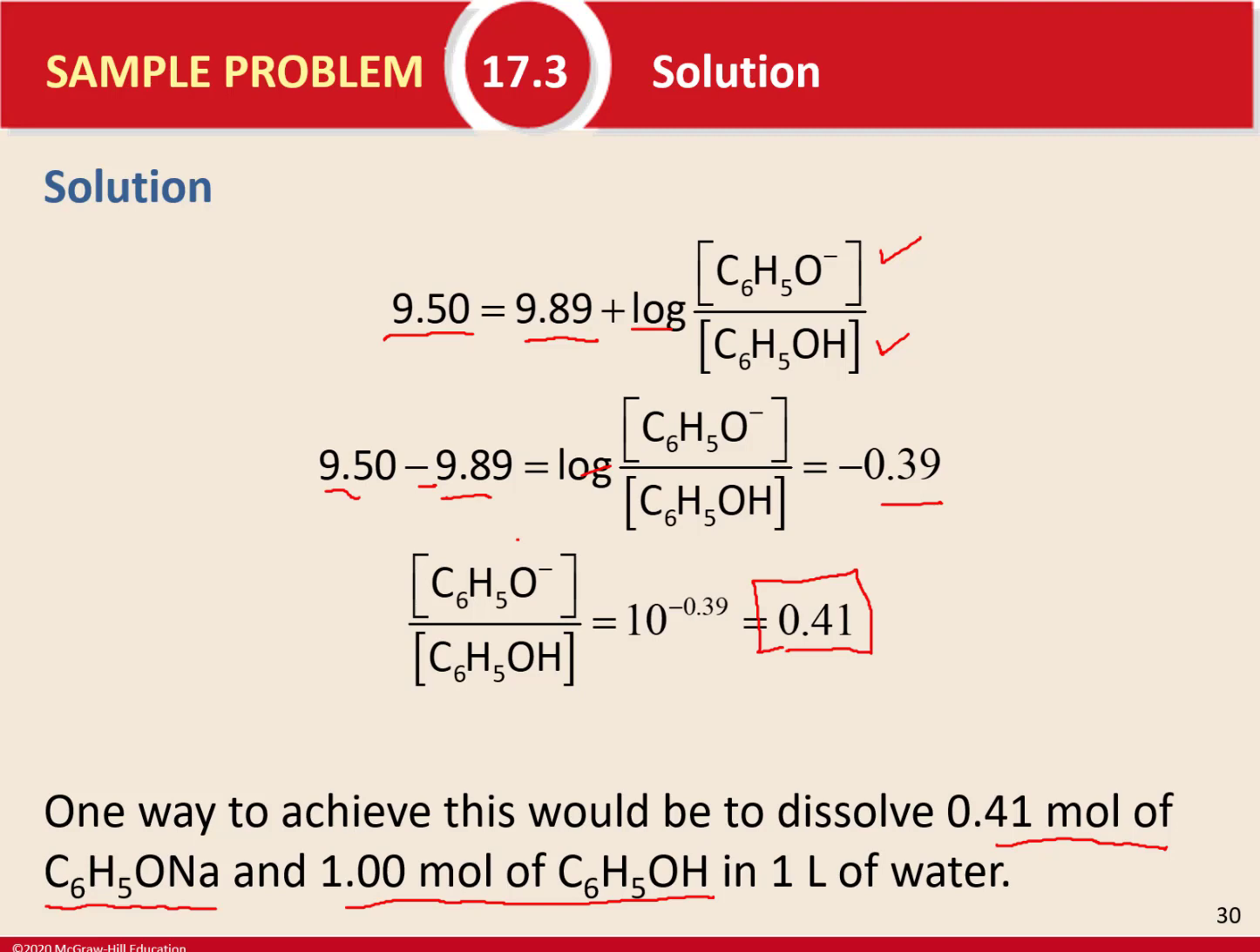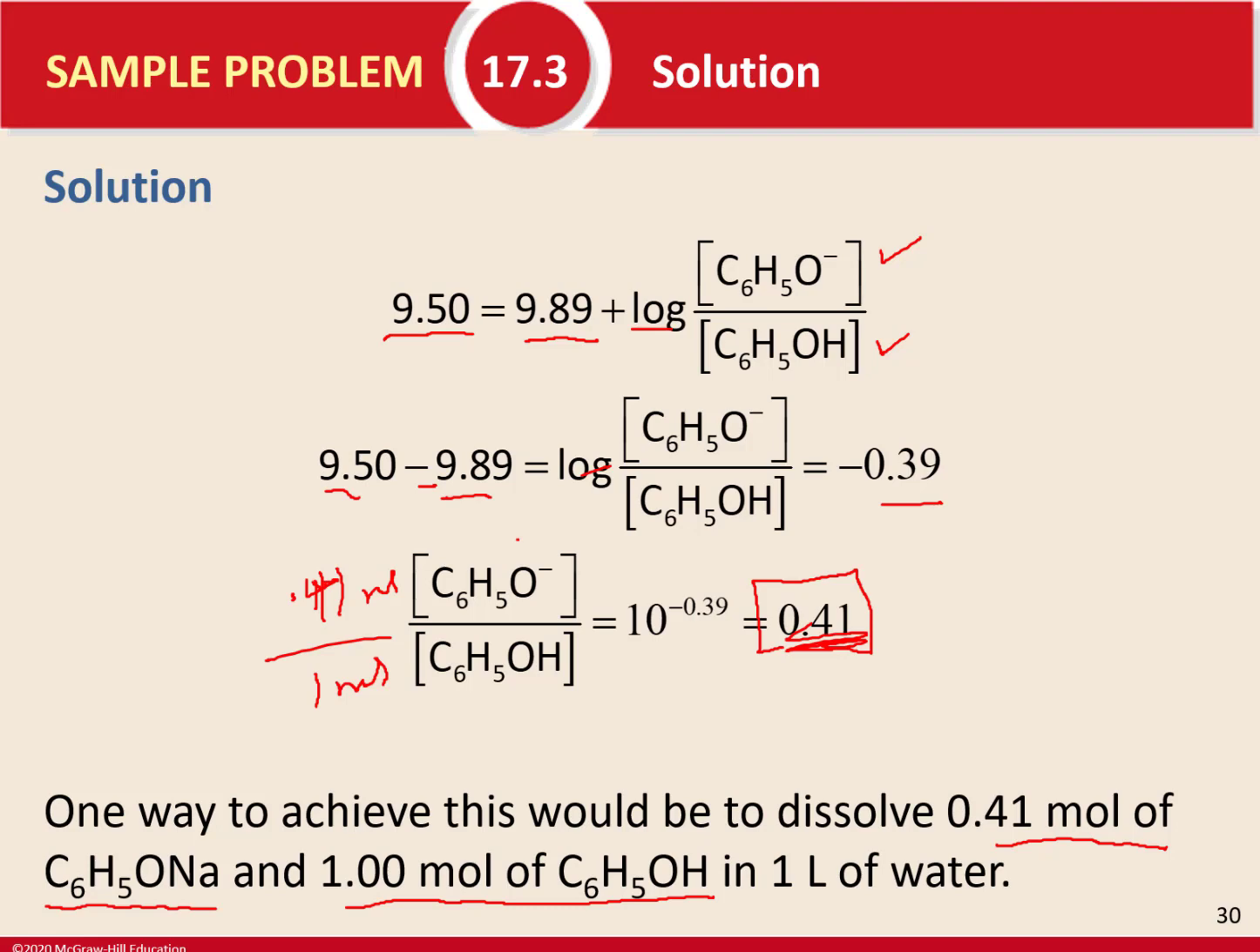So the easiest way to solve this problem, just say this has to be 0.41 moles, and this is 1 mole. And that gives you that ratio there. It could be any number here as long as that ratio comes out to be 0.41. Okay, just keep that in mind. But the simplest way is just say 0.41 of the conjugate base and 1 mole of the weak acid.